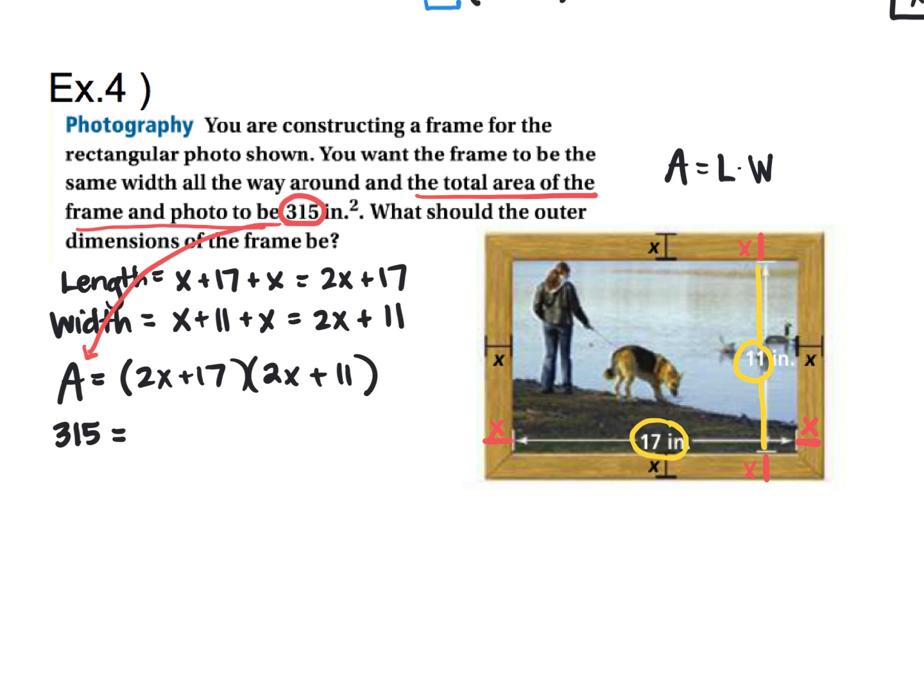On the other side, you're going to do your FOIL. Okay, FOIL is when you multiply out two parentheses next to each other. First, outside, inside, last. So we're going to do first. That's 2x times 2x itself. That's 4x squared. Then outside, that's the 2x at the beginning times the 11 at the end. So that would give me 22x.